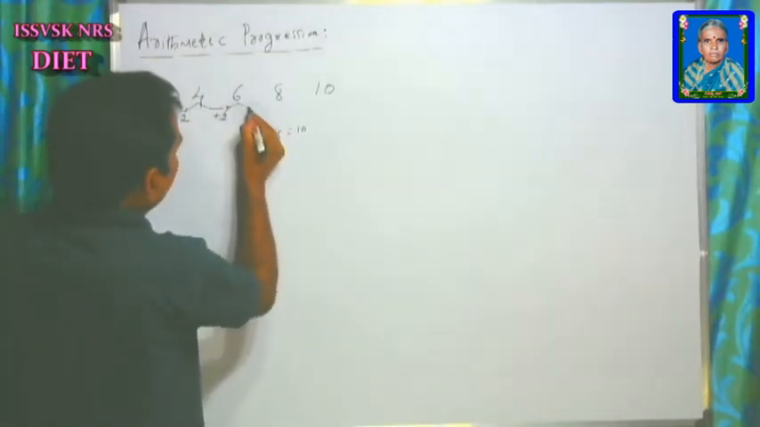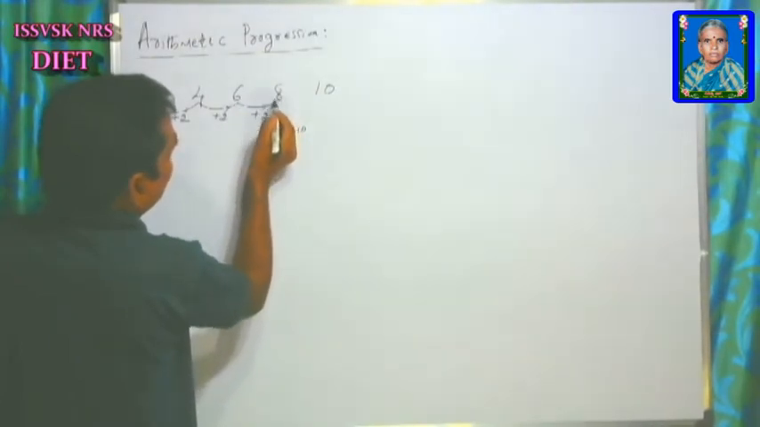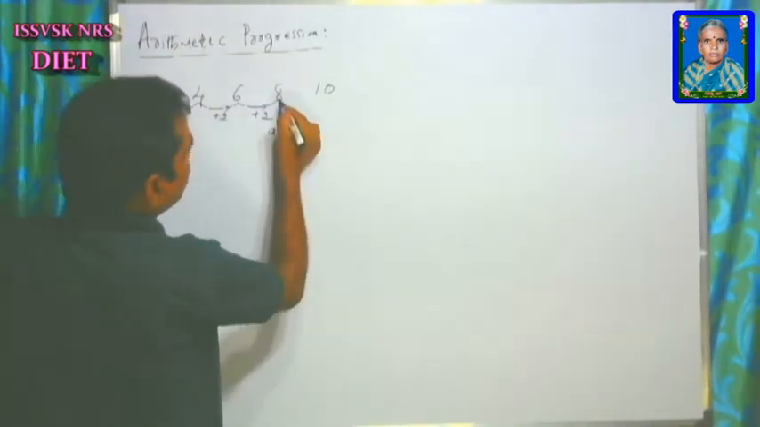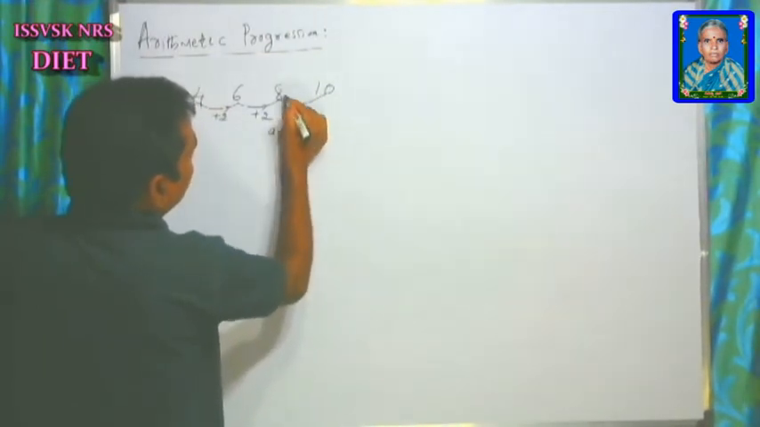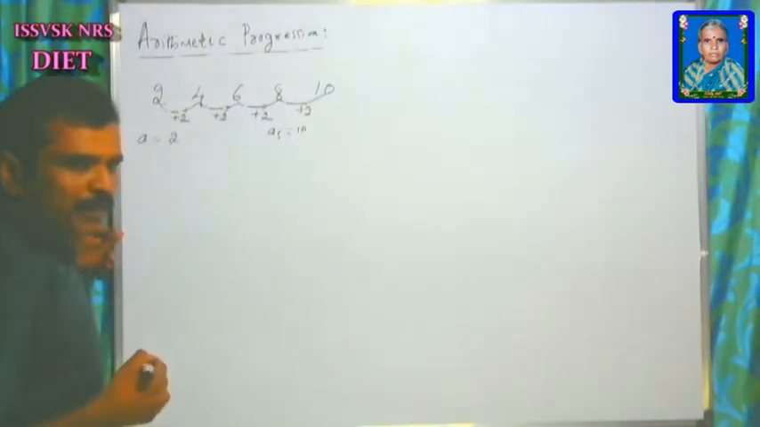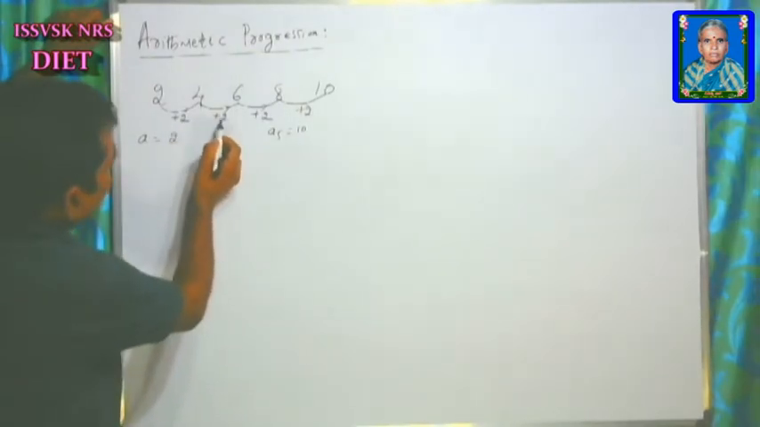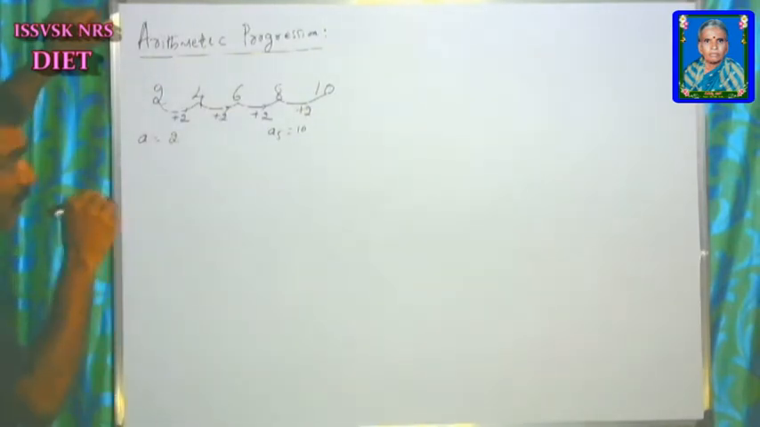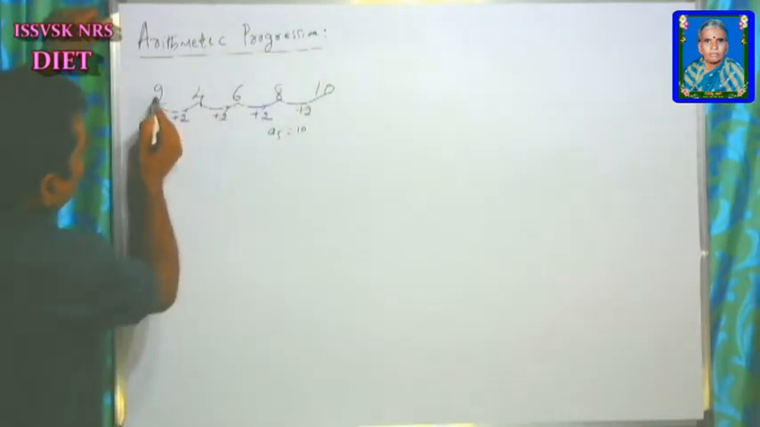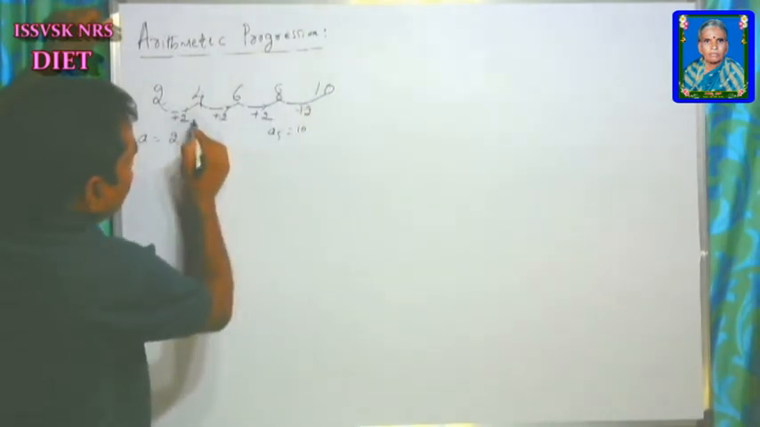The difference between these two numbers is plus 2, that is 6 plus 2 is equal to 8. The difference between these two numbers, 10 minus 8, is plus 2. 8 plus 2 is 10. Here you see, this is common in all the cases. The difference is common, and this is a fixed number. 2 plus 2 is 4, 4 plus 2 is 6, 6 plus 2 is 8, 8 plus 2 is 10. Therefore, this is a fixed number.